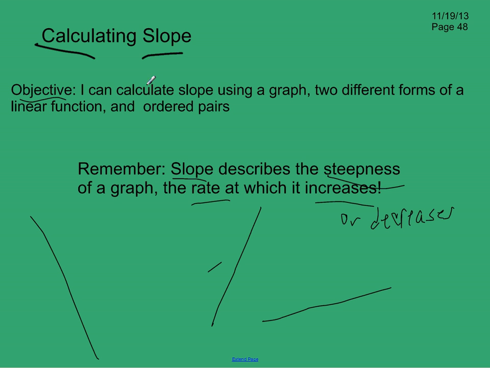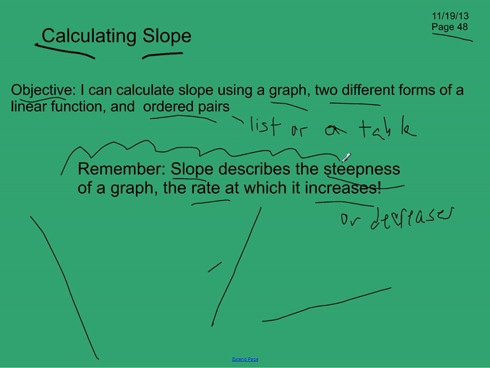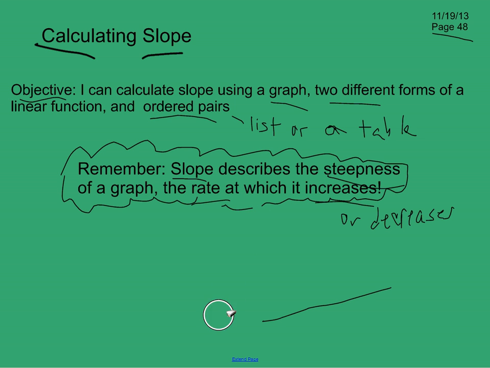Your objective is that I can calculate slope using a graph, two different forms of a linear function, and ordered pairs. Those ordered pairs might be in a list or a table. Okay? So take a moment to write down this objective. Make sure you put the heading and the date and the page number, all that good stuff. And write down this little note to yourself to remember that slope describes the steepness of a graph or the rate at which it increases. Put a little circle around it too, because that's really important that we remember. Okay? When you're ready, let's go ahead and move on.